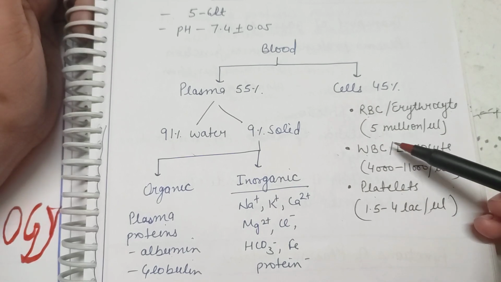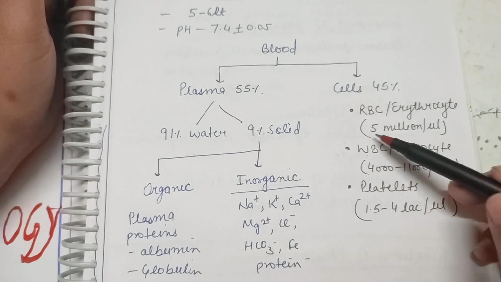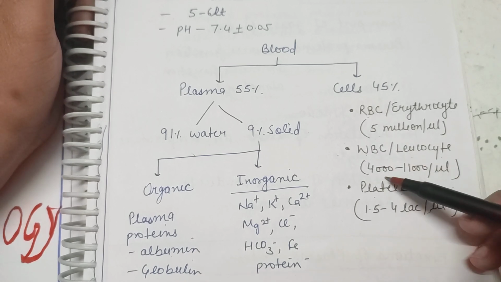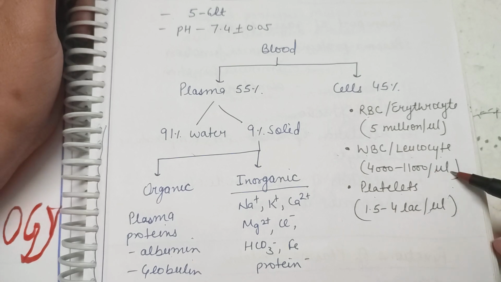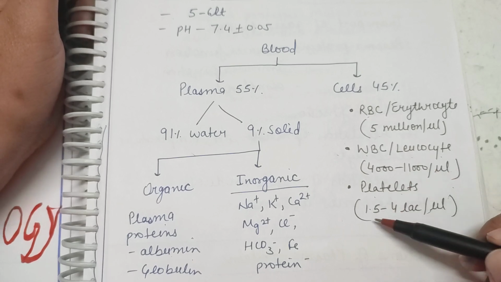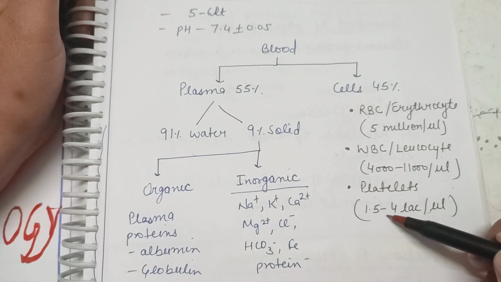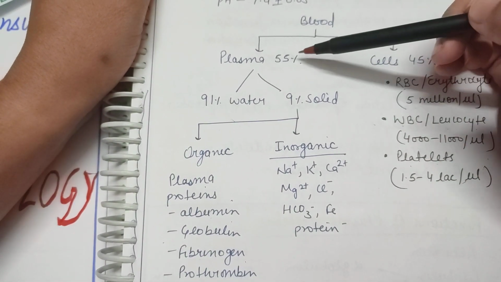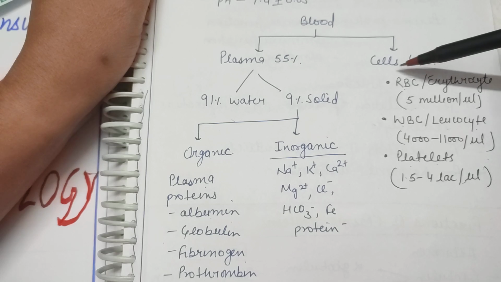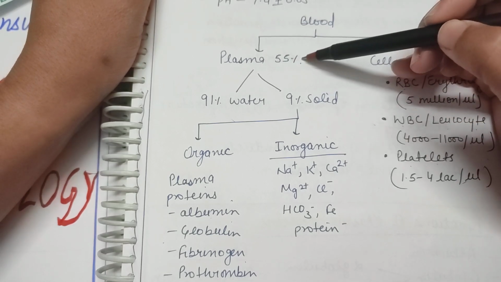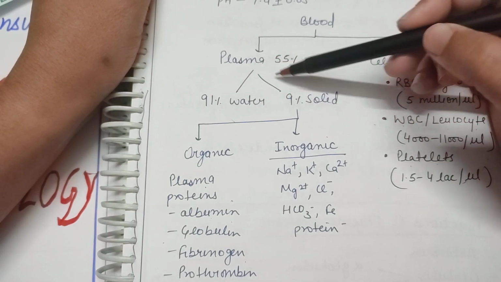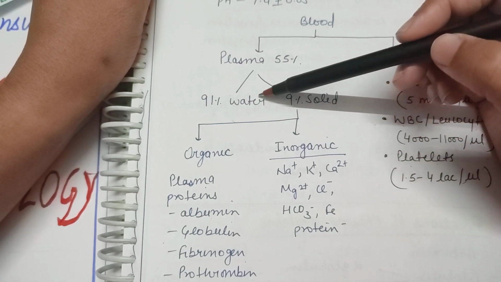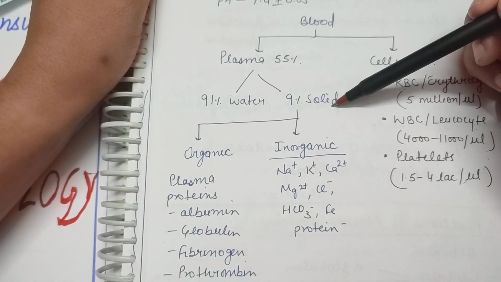The normal value is around 5 million per microliter. WBC is white blood cells, which are also called leukocytes, 4,000 to 11,000 per microliter. Then platelets, we have 1.5 to 4 lakh per microliter. In plasma, if we talk about the water portion of whole blood, 55%. If we divide it into some ions and water, 91% is water and the rest 9% is solids.